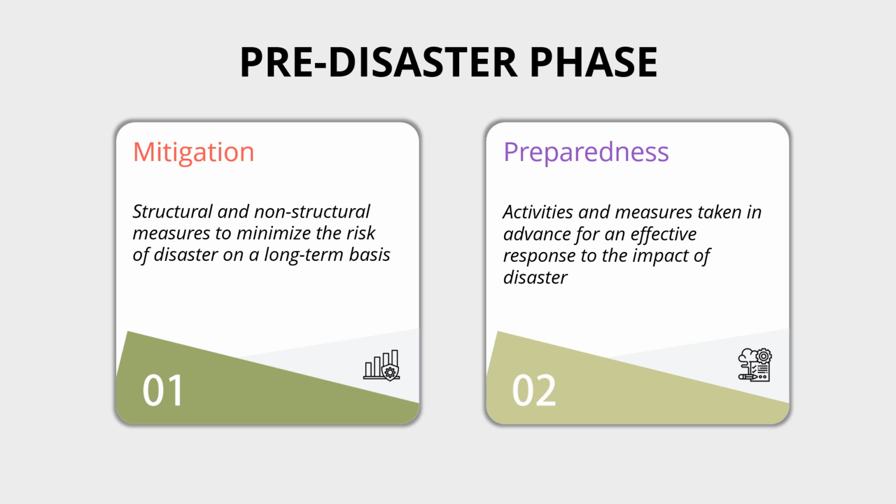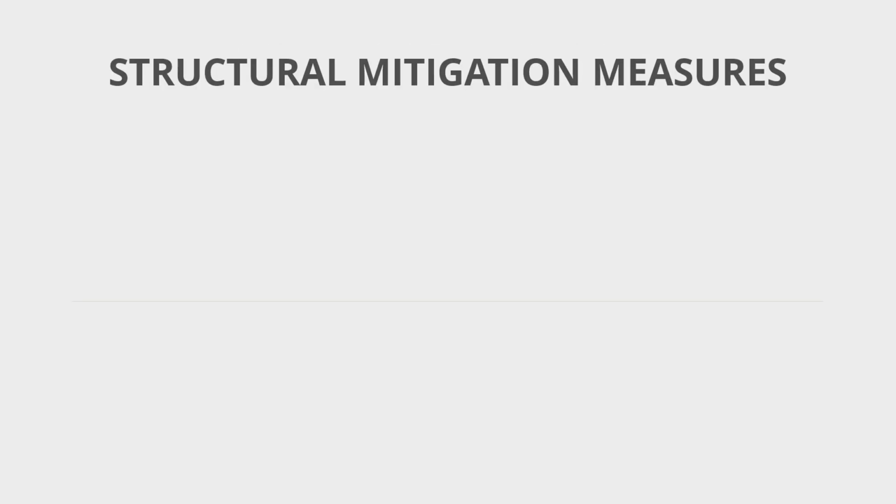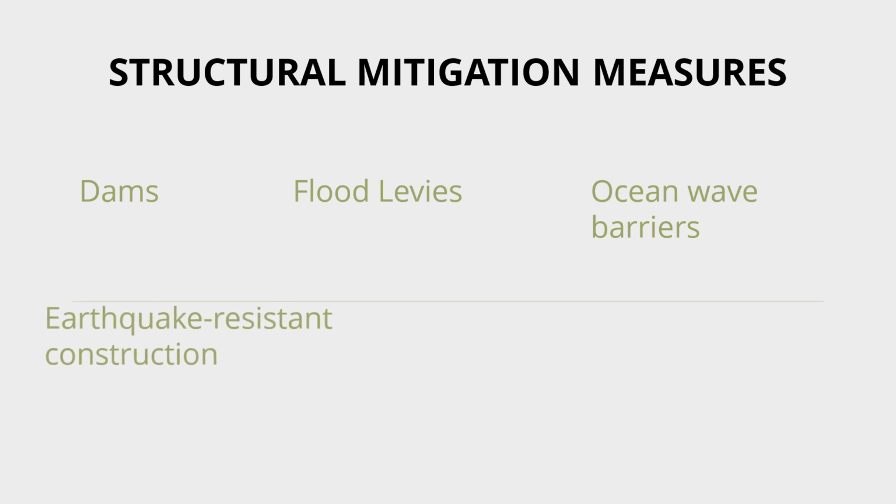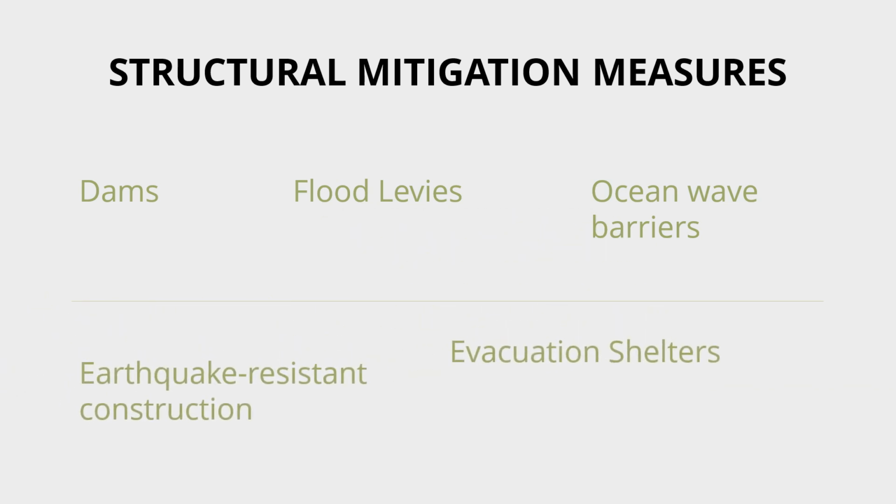As I mentioned earlier, there are two different types of mitigation measures: structural and non-structural. For structural mitigation measures, we usually talk about dams, flood levees, ocean wave barriers, earthquake-resistant constructions, and of course, with disability in mind, accessible evacuation shelters and routes that are able to be used by persons with disabilities.